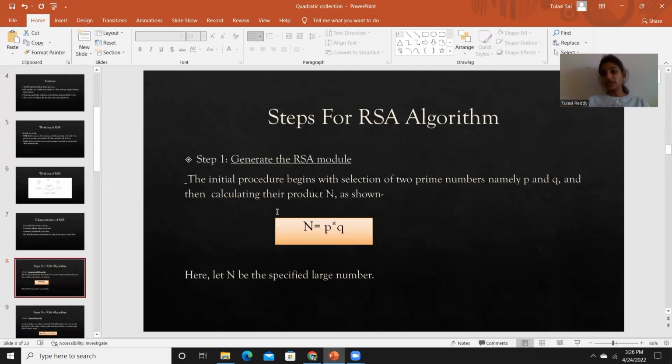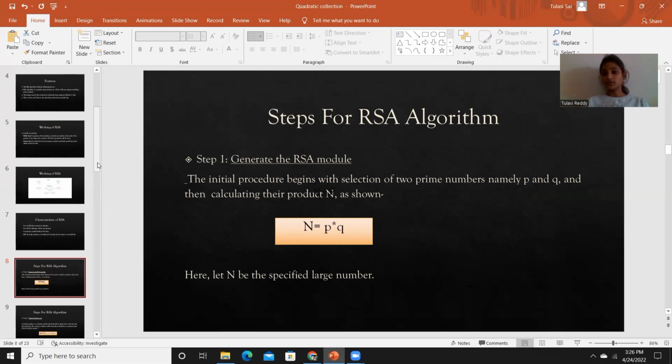Now, I'm going to discuss briefly the steps involved in the RSA algorithm. There are nearly 7 steps, of which the first four consist of the key generation technique, and the 6th and 7th steps are about the communication of encryption and decryption.